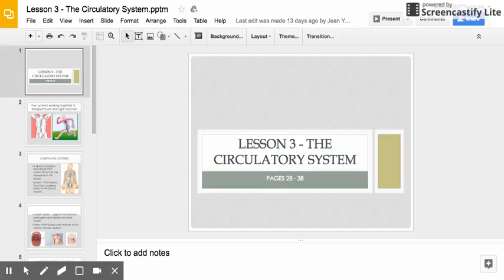These are notes for Module C, Unit 1, Lesson 3. The topic is the circulatory system. We actually broke this into 3 different seminars in class. I'll cover 2 of them today. We'll look at the lymphatic system and the cardiovascular system.